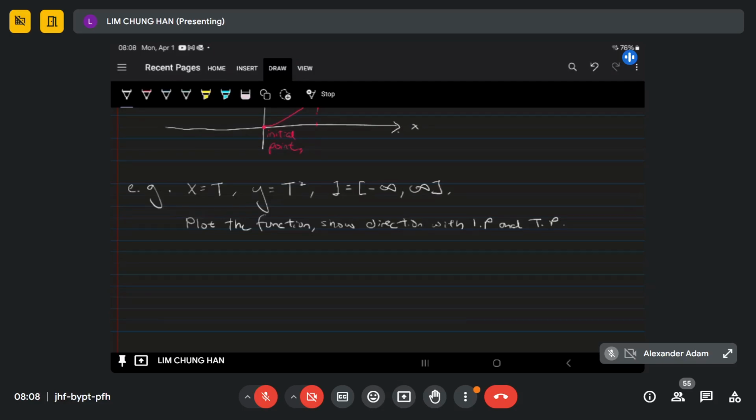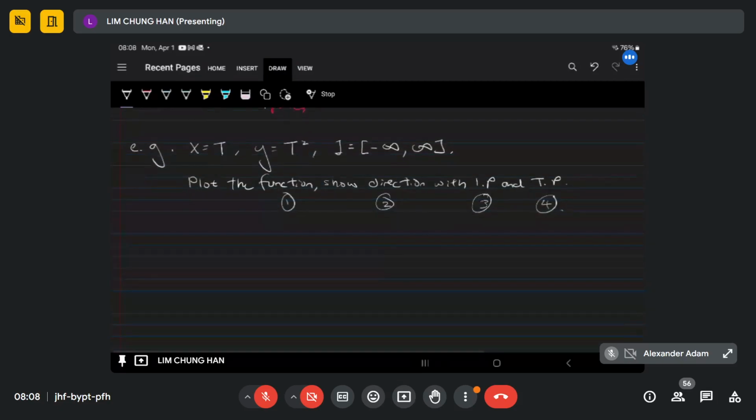All right, show the function. Sorry, plot the function. Next, show the direction. Next, show me where the initial point is, and show me where the terminal point is. Normally in any parametric equation questions, it's going to ask for these four things. You must make sure all four items are in your answer. Otherwise, if any of them is missing, you're going to lose marks.